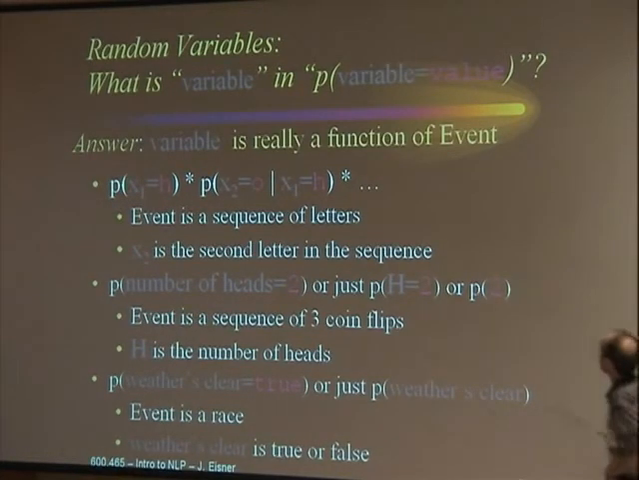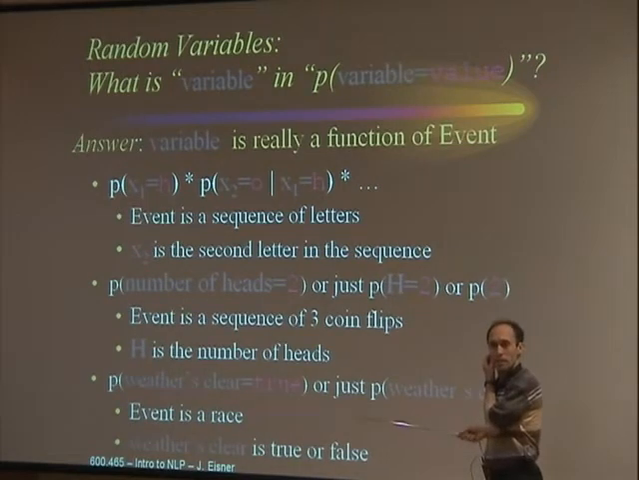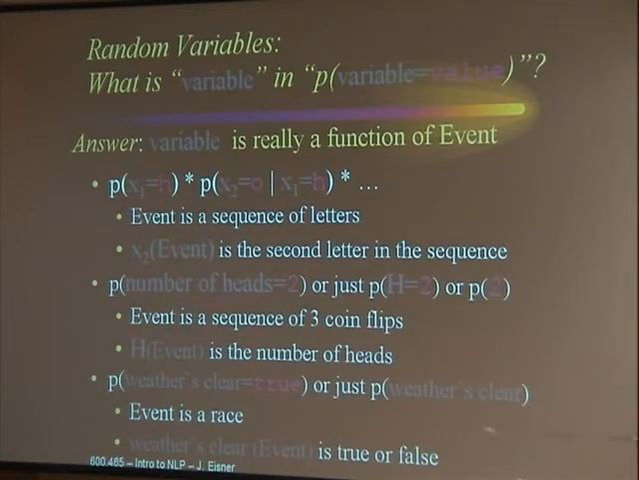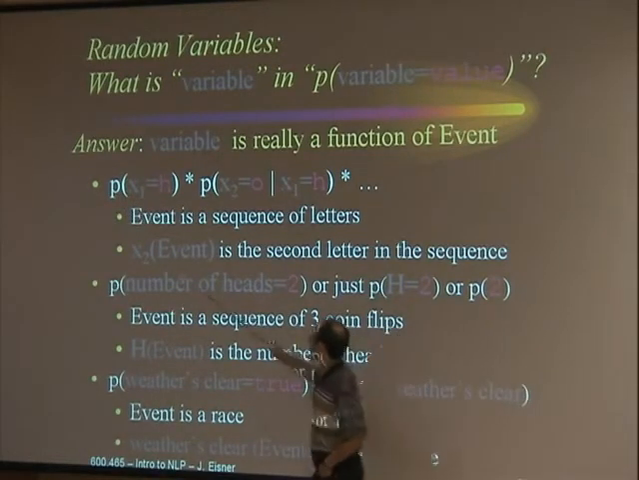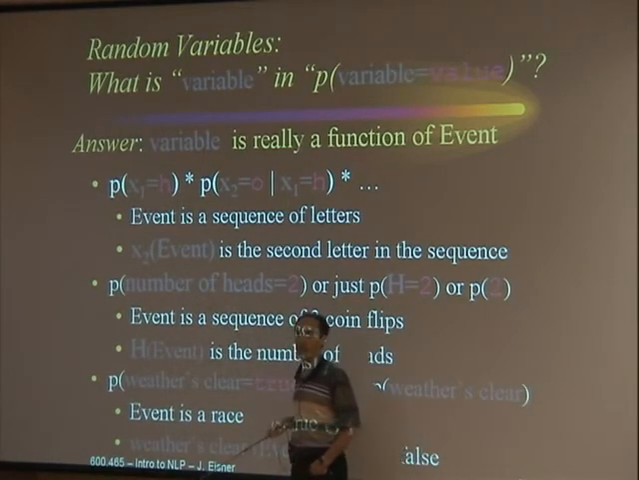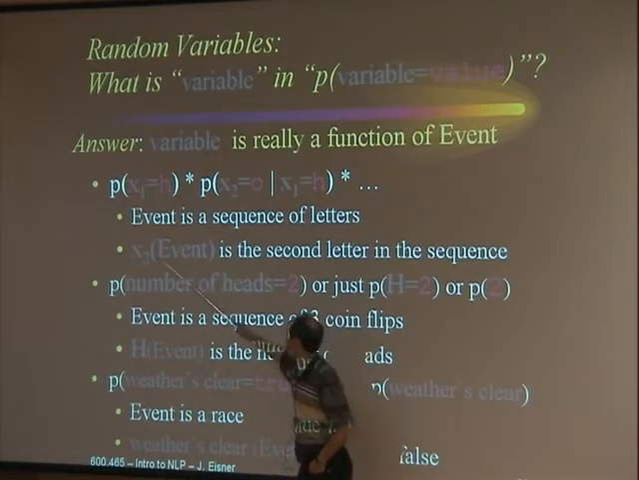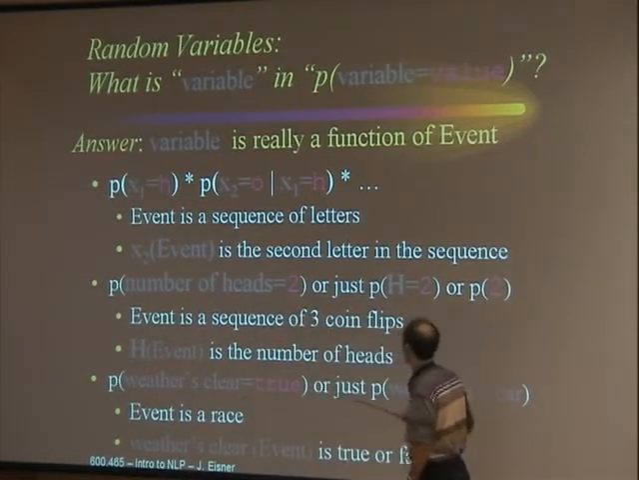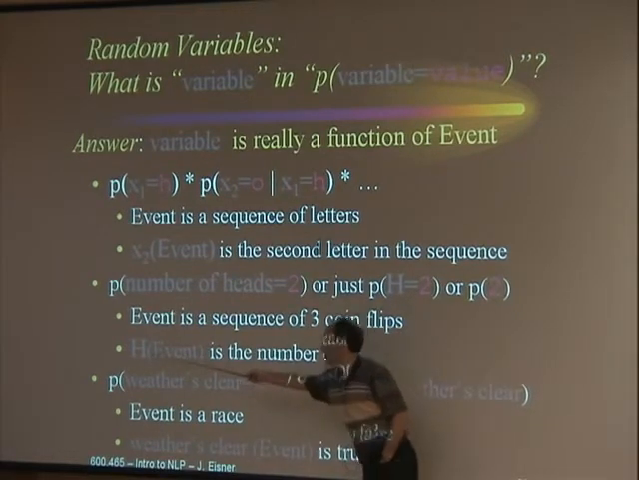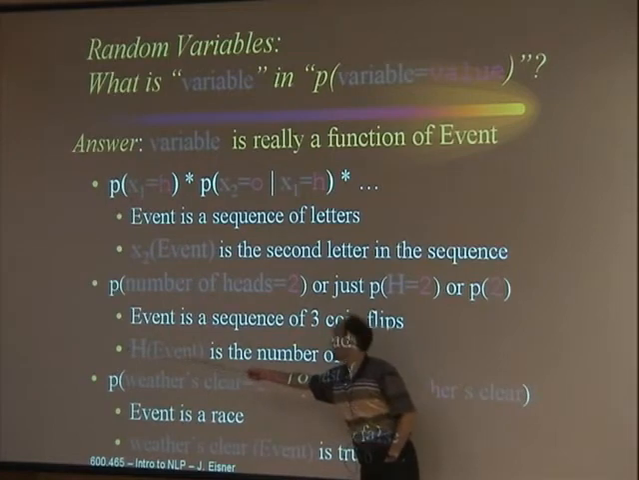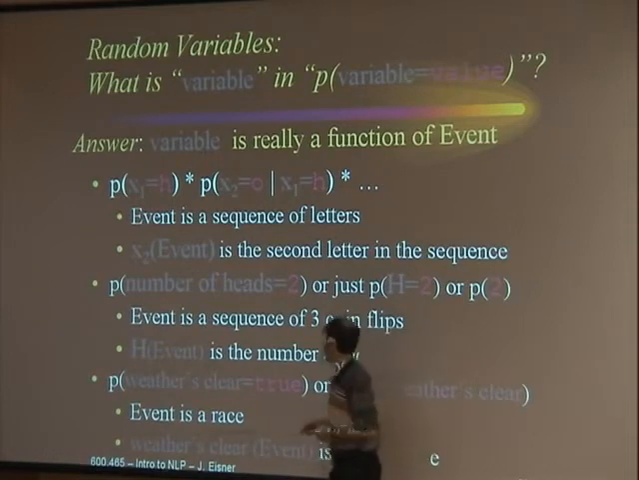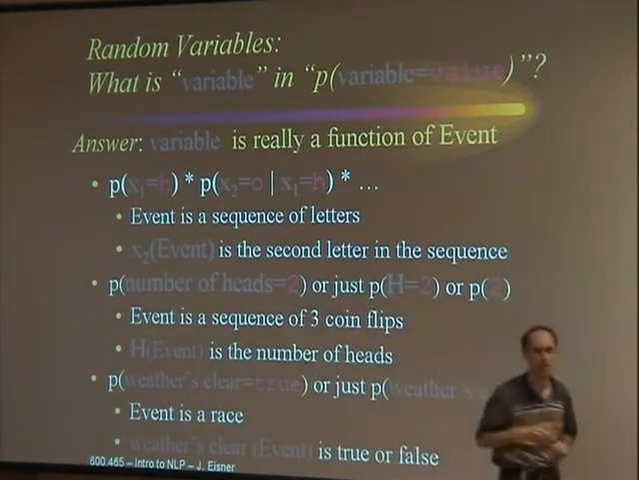The answer is that a variable is really a function of the event, as I hinted before. So really, the right way of writing this is like this. Event is a sequence of letters. Any event is a sequence. x2 of event is the second element of the sequence. We traditionally suppress this part of the notation. When we ask if the probability of h is 2, what we mean is the probability that we have some event whose h is 2. Okay? You can think of h as like a method call on the event, which tells you back some property of the event. In this case, how many heads were in that event.